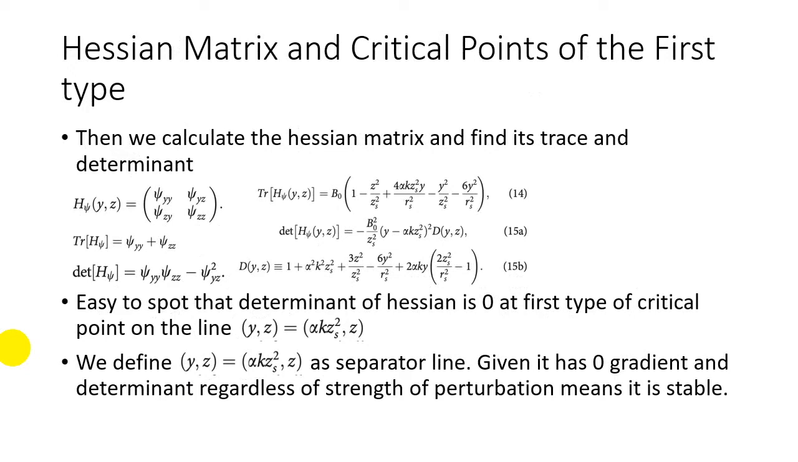So Tafsir, maybe you can define the Hessian over here, please. Okay, so if you have any function, let's say the function depends on two variables, x and y, then the Hessian would essentially be this. So it's the matrix of second derivatives.